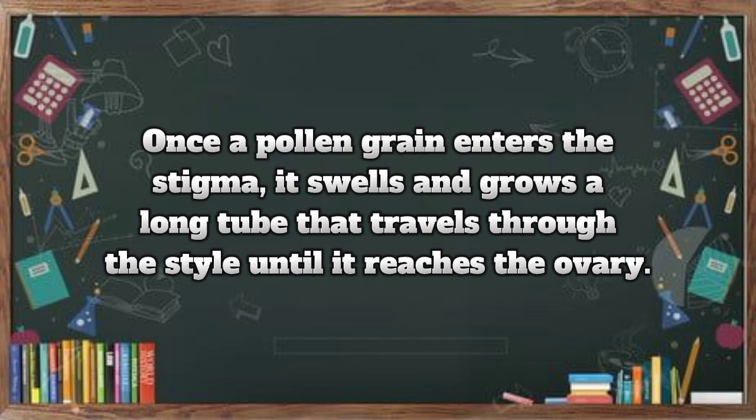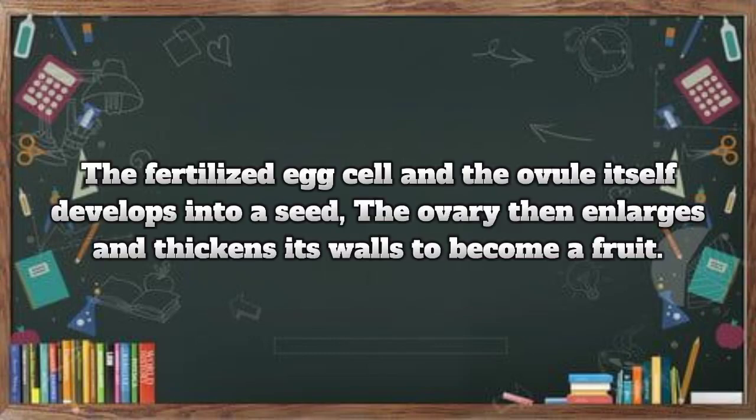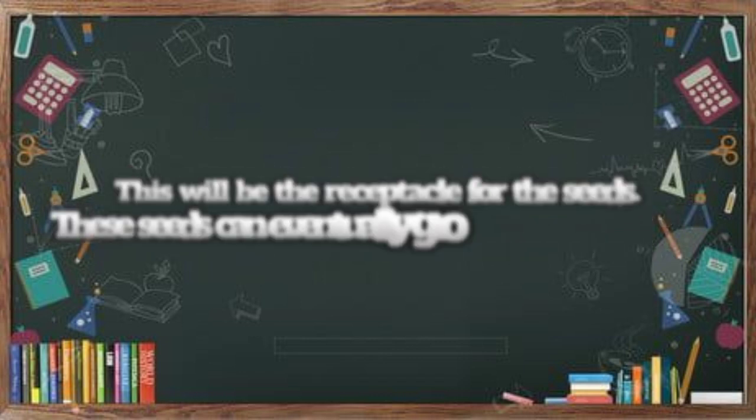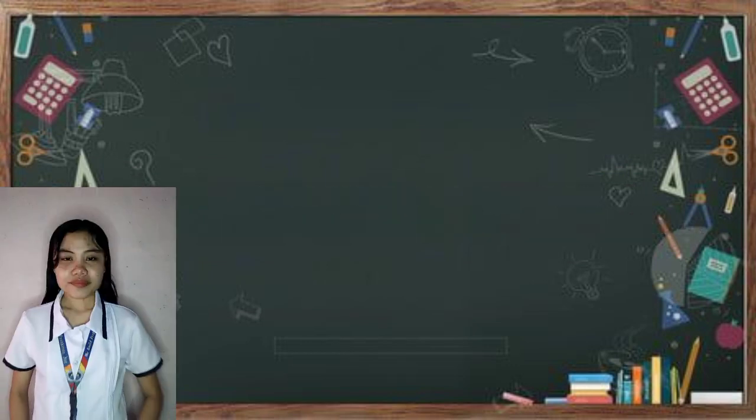Once a pollen grain enters the stigma, it swells and grows a long tube that travels through the style until it reaches the ovary. The tube releases the sperm cells into the ovule to fertilize the egg cell. The fertilized egg cell and the ovule itself develop into a seed. The ovary then enlarges and thickens its walls to become a fruit. This will be the receptacle for the seeds. These seeds can eventually grow into new plants.